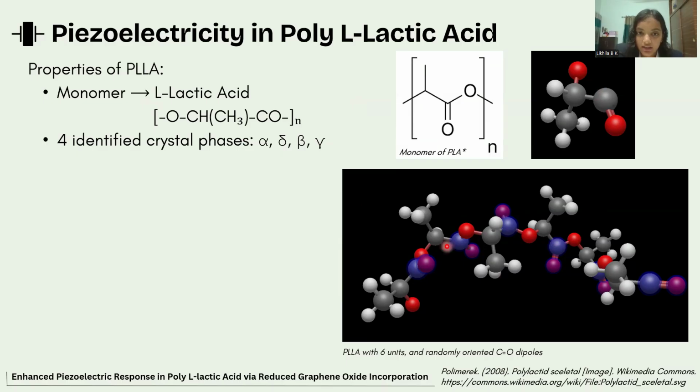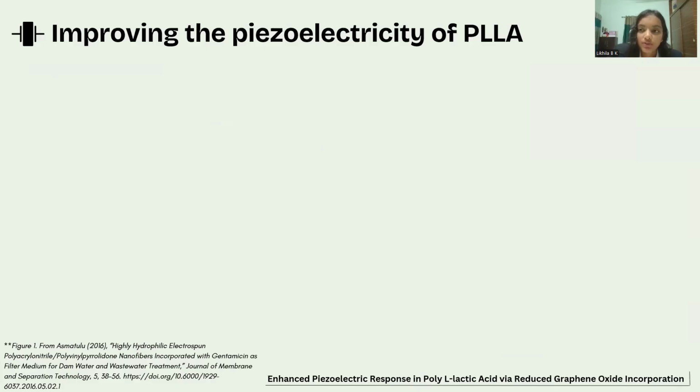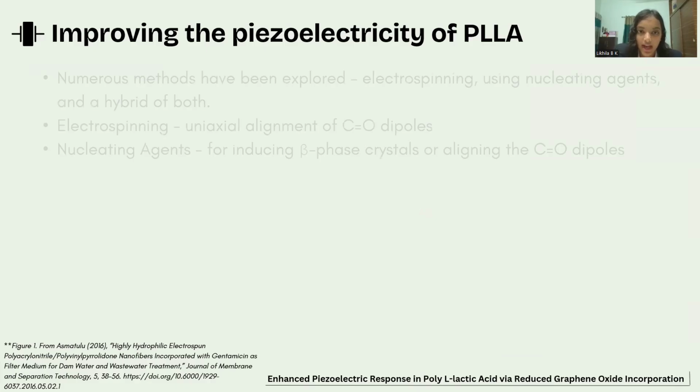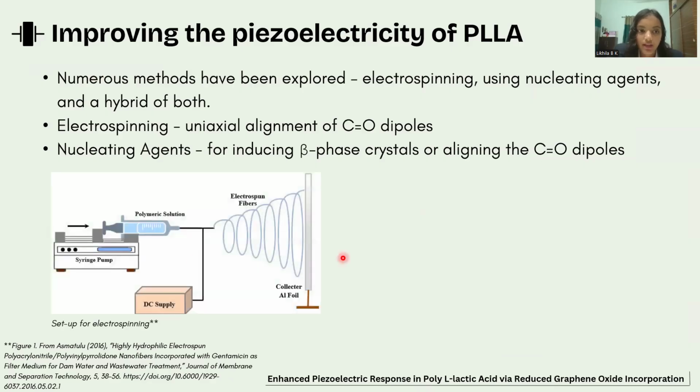This is its alpha phase. It's all aligned randomly, so there's no net piezoelectric output. But if we find a way to align these in a preferential orientation, then we can get a piezoelectric output. So to improve this, we have two main methods: adding nucleating agents and electrospinning, or a hybrid of both. This is the setup for electrospinning.